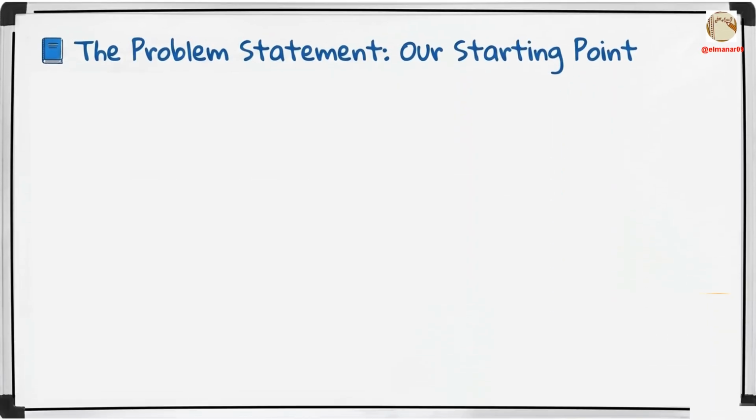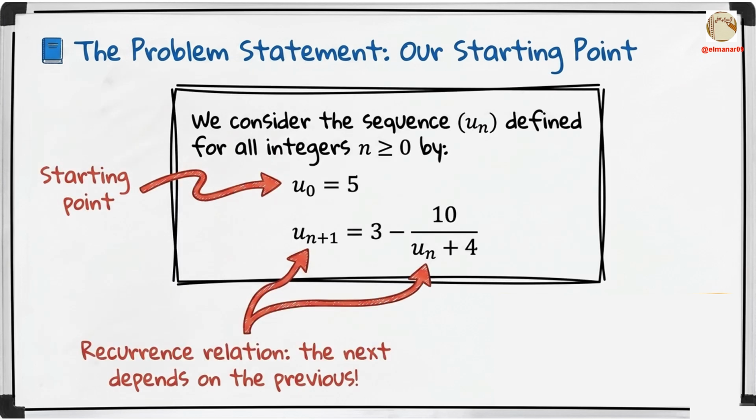Every journey starts with a first step. Here is our problem statement. We are looking at a sequence, U sub n, defined for all positive integers n. Notice 2 key pieces of information. First, the starting point, U sub 0 equals 5. This is the seed from which everything grows. Second, the recurrence relation. U sub n plus 1 equals 3 minus 10 over U sub n plus 4.